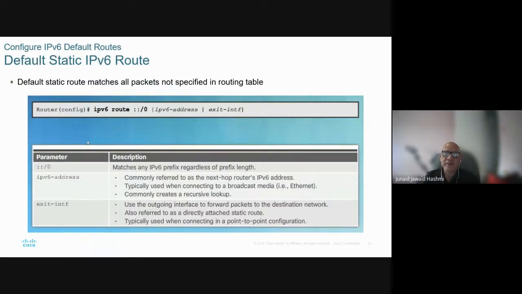A default static route is everything else. It takes longer in IP version 6 to configure compared to IP version 4, but the default route is much easier. So IP version 6 route ::/0 represents all the networks, all the subnets. So that's it. It's much easier to configure a default route in IP version 6. The command is ipv6 route ::/0, meaning all the networks.